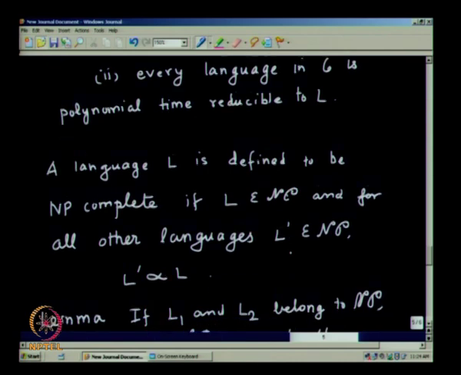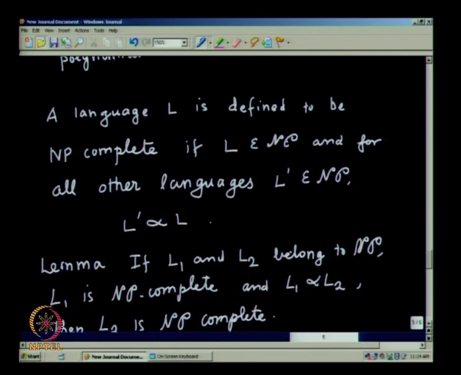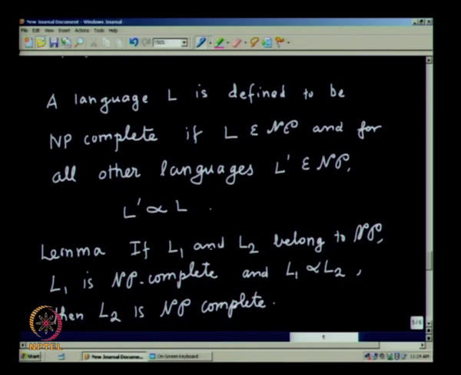Now, let us go to the definition of NP completeness, same thing, but we will specify NP specifically. A language L is defined to be NP complete if L belongs to NP and for all other languages L dash belonging to NP, L dash is polynomial time reducible to L. So, now we are restricting to one class, the class NP.